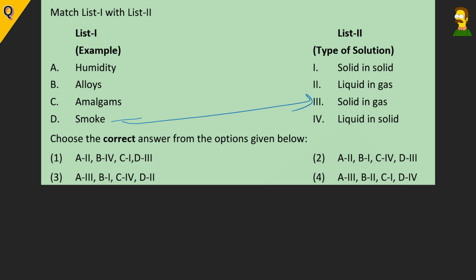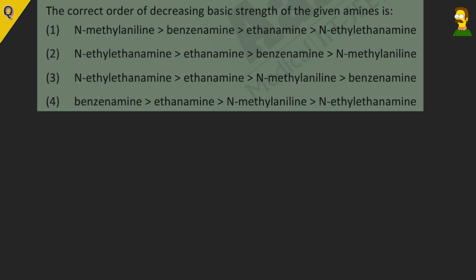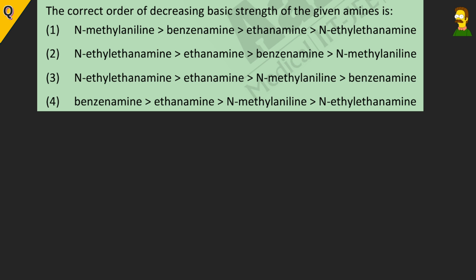Where is D3? Okay, 2 options with D3. You can pick anything. I was just being random. I picked the last one. Now, out of this, I need to identify where B and C are. Okay, B is easy. Alloys are solid in solid. So B is 1. So I think option 2. Ta-da! Easily doable. Great.